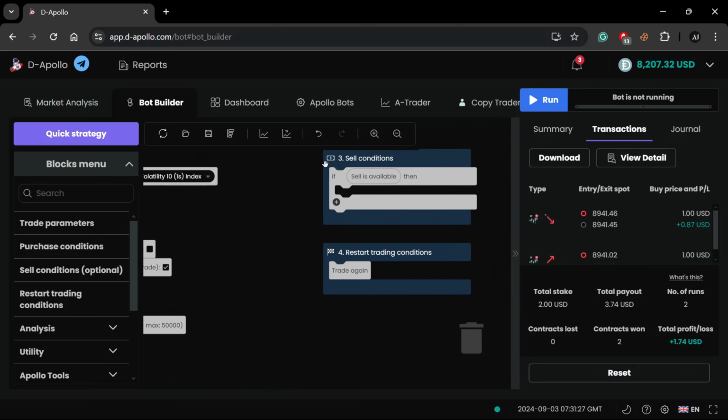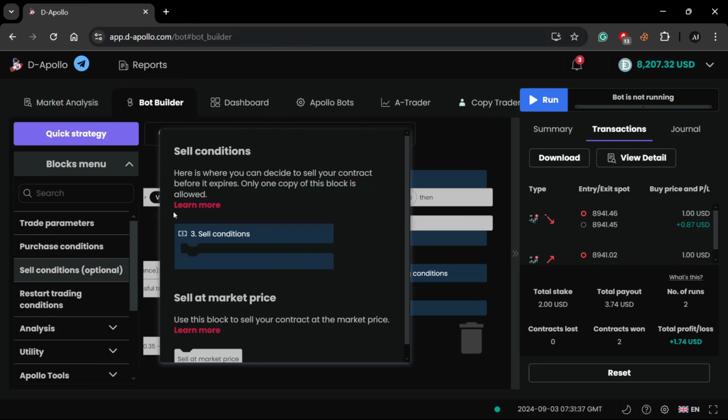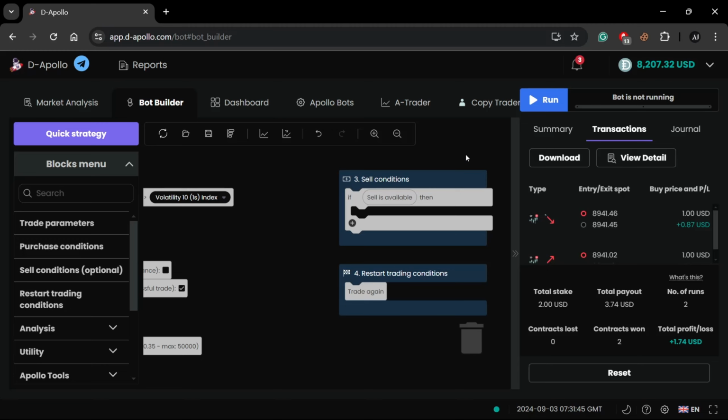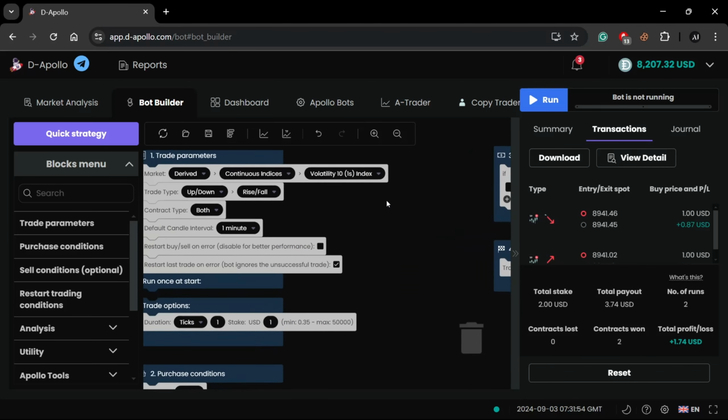So here we also have a sell condition. A sell condition is for when you have bought, say, a rise contract and you want to sell it early. The explanation is here: this is where you can decide to sell your contract before it expires. Let me put it like an example.